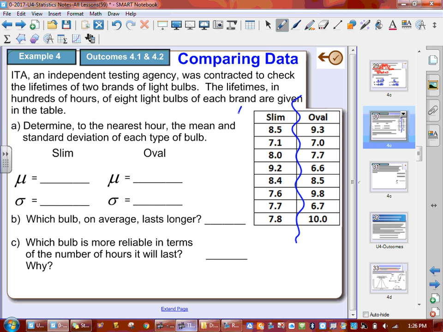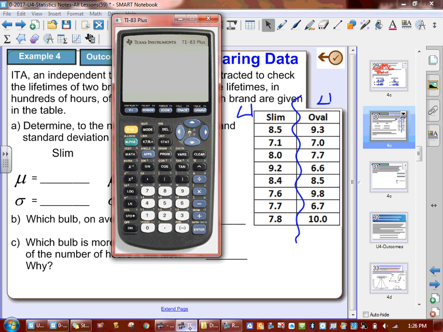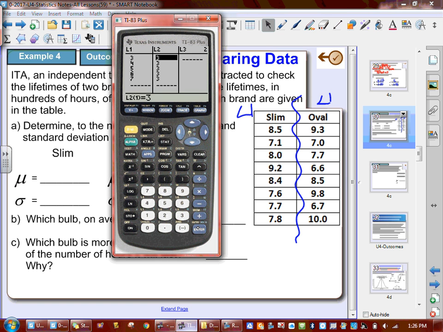This guy goes into list 1. We will do the analysis on slim. After we do that, we erase list 1, and then we put oval into list 1 and do the same thing. Okay? So, we're going to clear out list 1 again, of course. So, stat, calc. We're going over, and we're going to clear it. All right, let's put our numbers in.